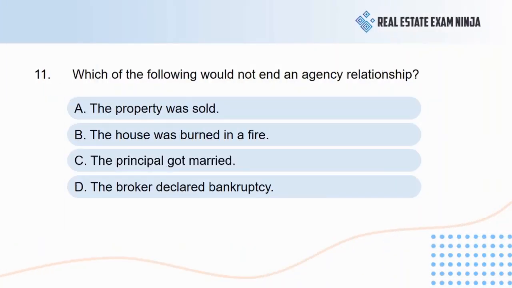Number 11. Which of the following would not end an agency relationship? A. The property was sold. B. The house was burned in a fire. C. The principal got married. D. The broker declared bankruptcy.